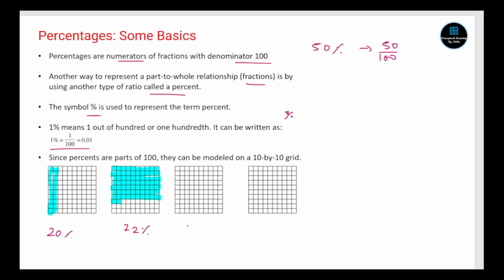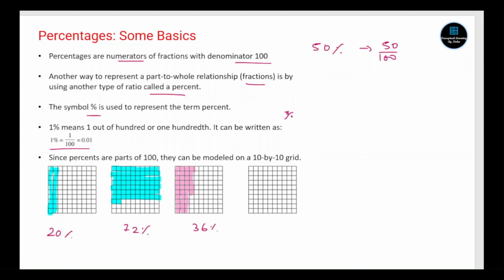One more example, let me take 36%. So what do I do? 30 and 6. Now I am doing this vertically. You can do any way. So 20 and 10 more, 30 and 6 more. So 1, 2, 3, 4, 5 and 6. So this is the representation of 36%.